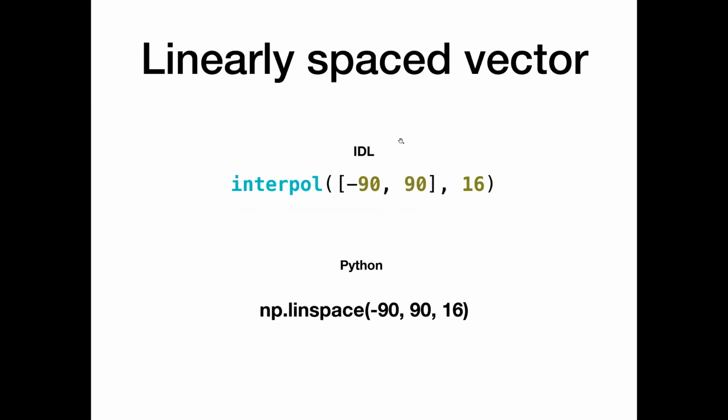And so what if you want to generate a linearly spaced vector? In this case, in IDL, you would use interpol, and this would generate a linearly spaced vector from -90 to +90 with 16 elements. In Python, you just use the linspace method from the NumPy library. You give it -90, +90, and 16 elements, and that generates the exact same thing.